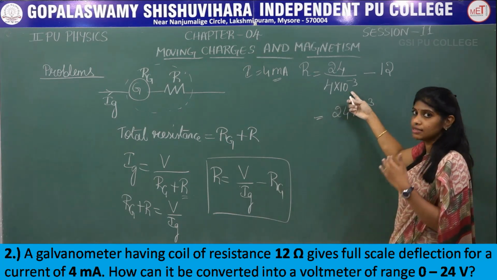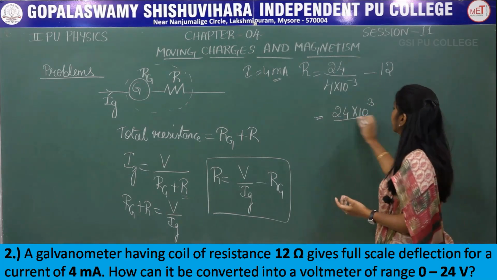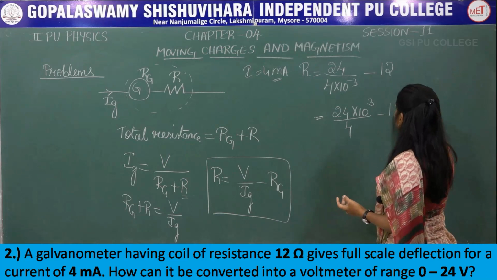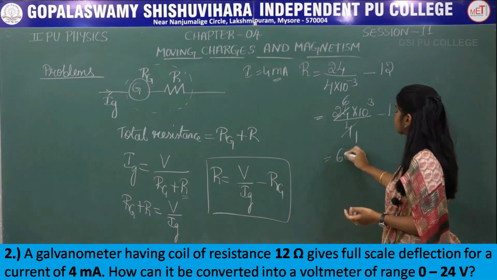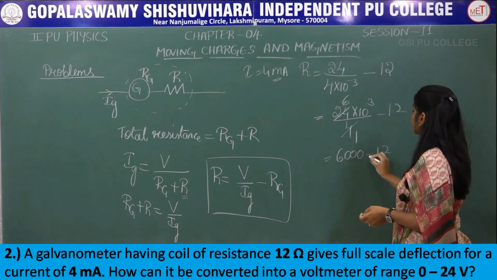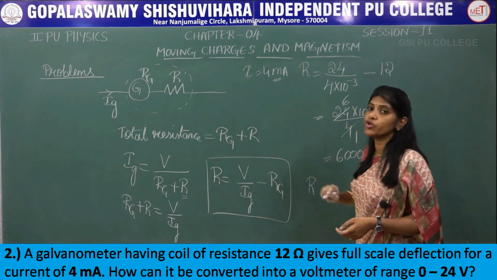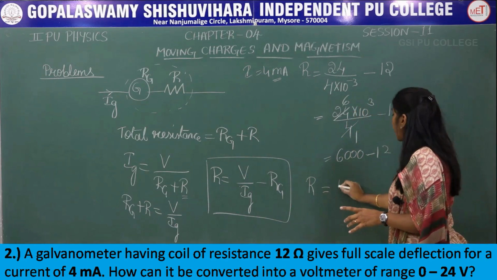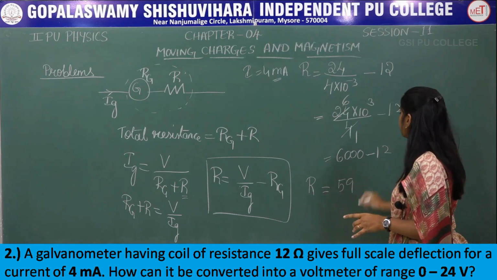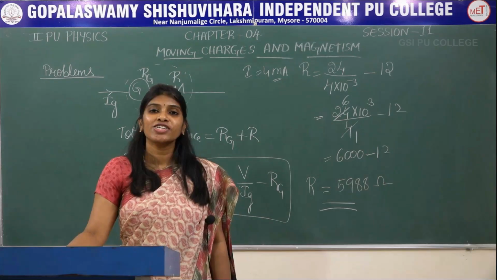Now this is equal to 24 into 10 power 3. I have brought this 10 power minus 3 to the numerator. So this becomes 10 power plus 3 divided by 4, minus 12. Now let me divide: 4 sixes are 24. This is 6000 minus 12. And the resistance value which I am going to connect in series with the galvanometer is equal to 5988 ohm.